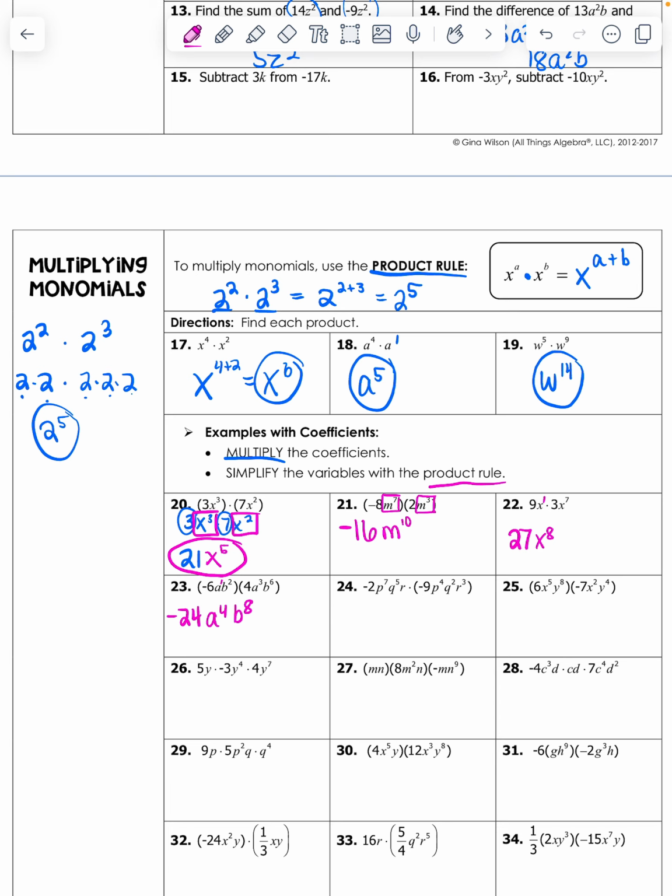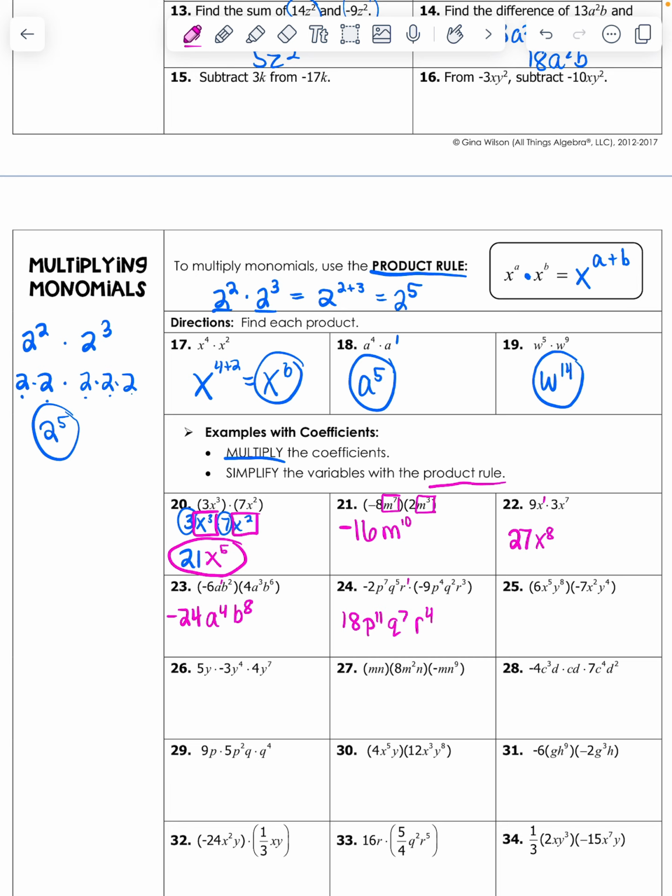The order of your variables doesn't matter, but I usually keep them in alphabetical order if possible. Number 24, look for the regular numbers. Negative 2 times negative 9, that's positive 18. P to the 7th times p to the 4th. 7 plus 4 is 11, so p to the 11th. Q to the 5th times q to the 2nd. 5 plus 2 is 7, so q to the 7th. And r to the 1st times r to the 3rd would be r to the 4th power. That would be your final answer.